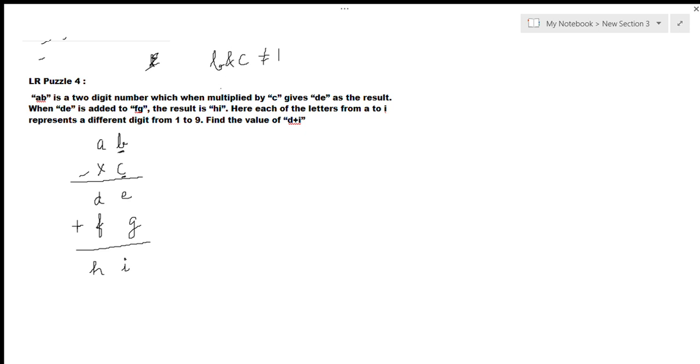Also, none of them can be equal to 5. Think of it. If any one of them is 5, let us say this is 5 and this is an even number, 5 into an even number will result in a 0 over here. Or 5 into an odd number will result again in a 5 over here. So, there cannot be 1 and 5 at the places of B and C. There is no other possibility that we can rule out as of now.